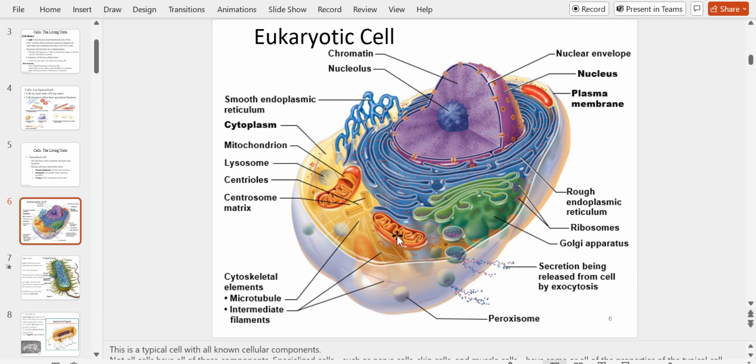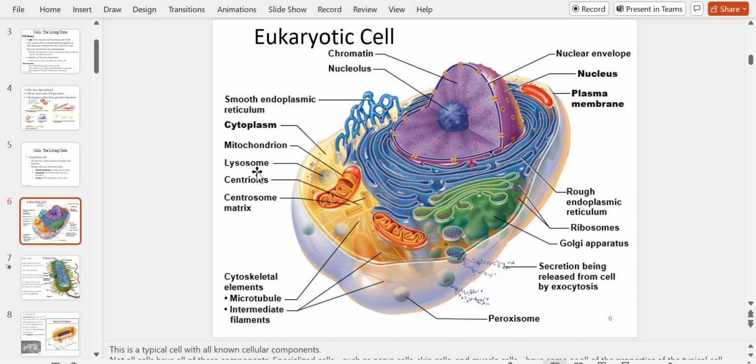These orange peanuts right here, these are very important. These are called mitochondria. These are the powerhouse of the cell. This is where ATP is made. The whole idea is that oxygen goes in and we extract energy from our food particles. There we go. That's the mitochondria right there.